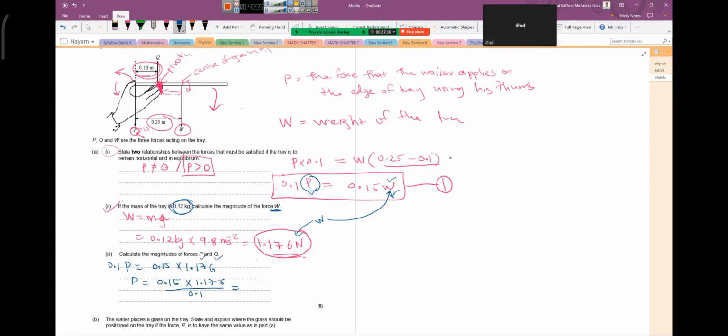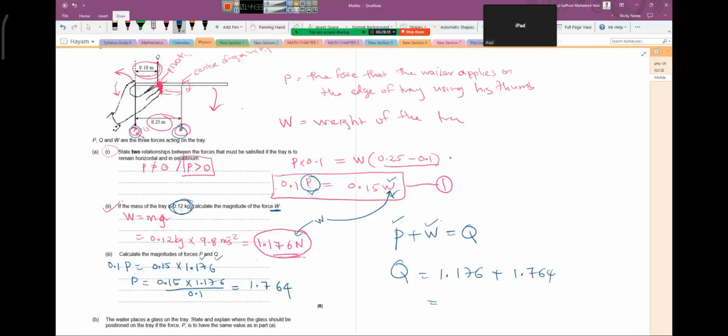1.764. Right. Okay. Now we know the P value and W value. What can you tell about this Q? Since this is at equilibrium, P plus W should be equal to Q, right? So P plus W is equal to Q. This is the third relationship of forces. Now we know P and W, we can find what Q is. So Q is equal to 1.176 plus 1.764. What is the value?